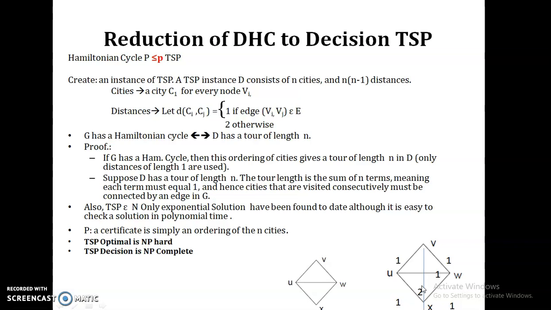So as this can be easily verified using an algorithm in polynomial time, we can say this decision TSP is NP-complete, but optimal TSP is only NP-hard and it cannot be NP-complete.